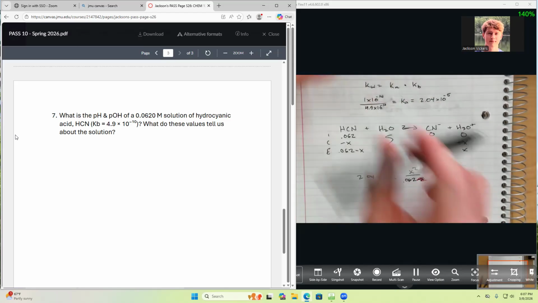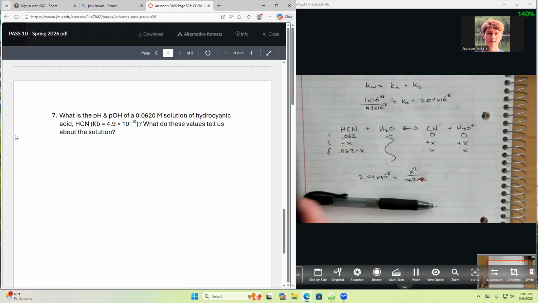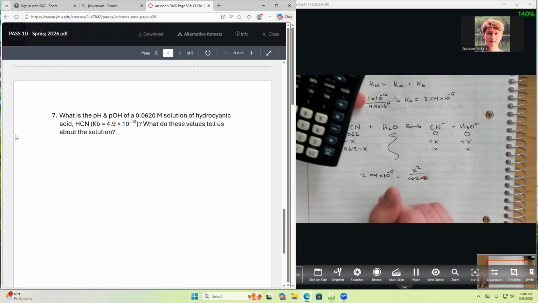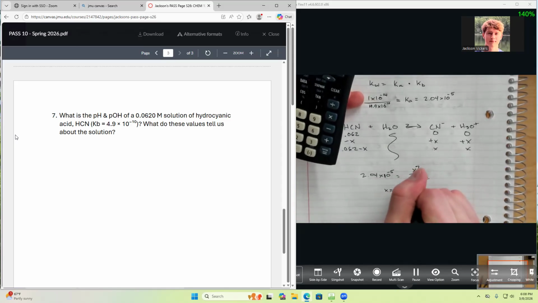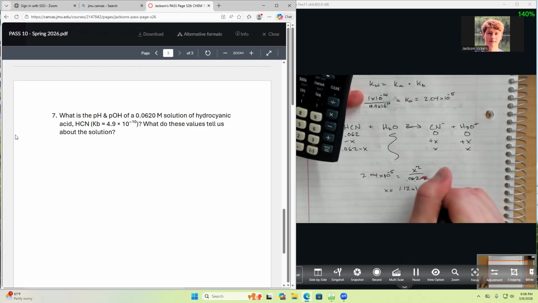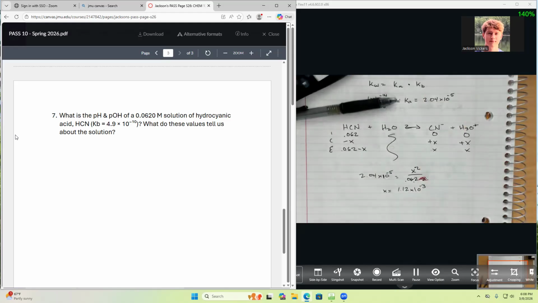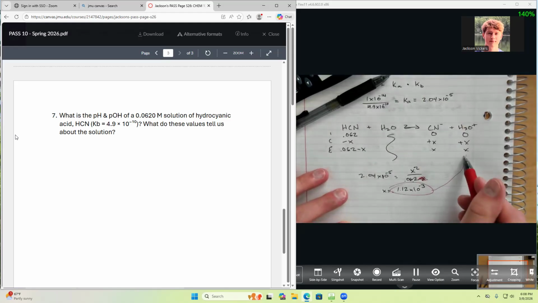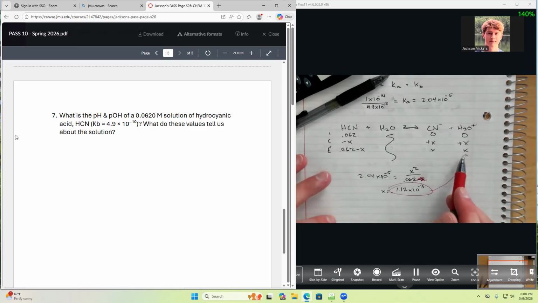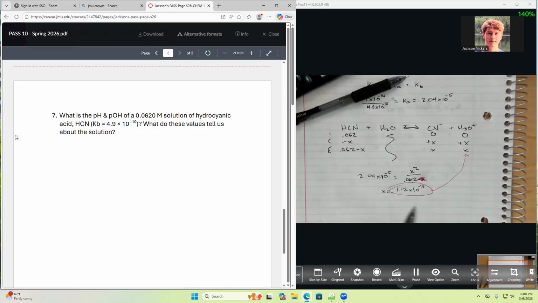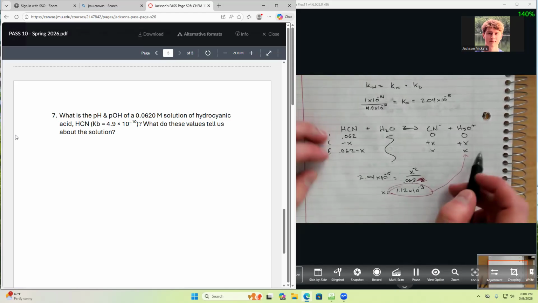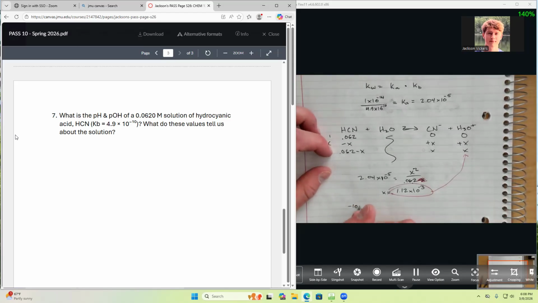That's the trick here. We got to get rid of that X in the denominator. Now we can multiply by the denominator on both sides, and take the square root afterwards and find that X is 1.12 times 10 to the minus 3. That means that is our hydronium ion concentration. That's what we're looking for. That's how we get an answer in the end. If we have the hydronium ion concentration, you can do a negative log of that value to get the pH.